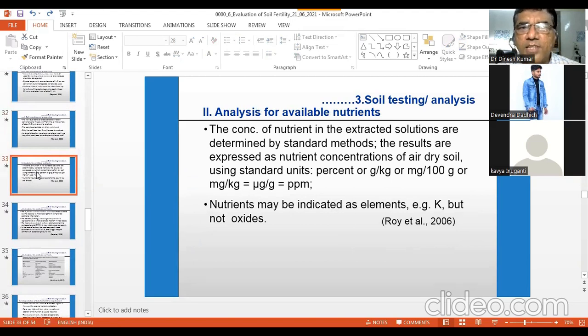And then analysis for available nutrients. So we go to the next link now. Yeah, we can go to the next link.